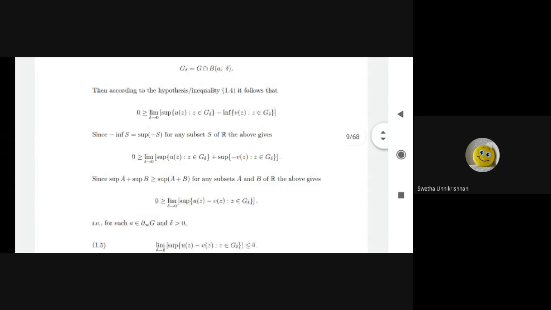And also we have the property that minus infimum of S is equal to supremum of minus S for any subset S of R. So we can apply this result to our above inequality. Then we will get limit as delta tends to 0 of supremum of U(Z) such that Z belongs to G_delta plus supremum of minus V(Z) such that Z belongs to G_delta is greater than or equal to 0.